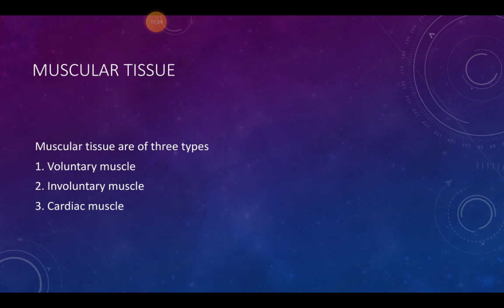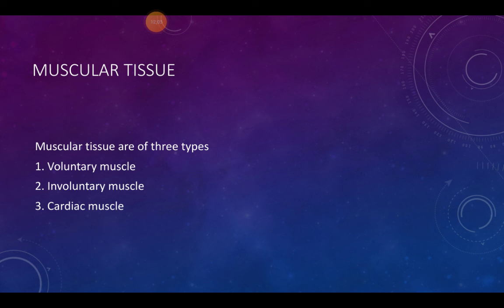Next, muscular tissue. Muscular tissue or muscle is made up of muscle cells. These cells are spindle shaped. These cells contract and relax. Thus, they help in the movement of the body parts and locomotion. Muscular tissue is of three types, voluntary muscles, involuntary muscles, and cardiac muscles.